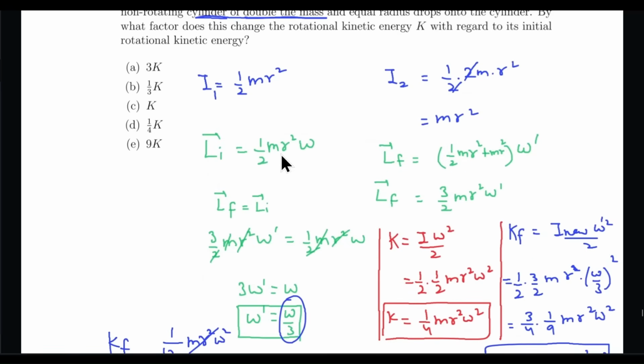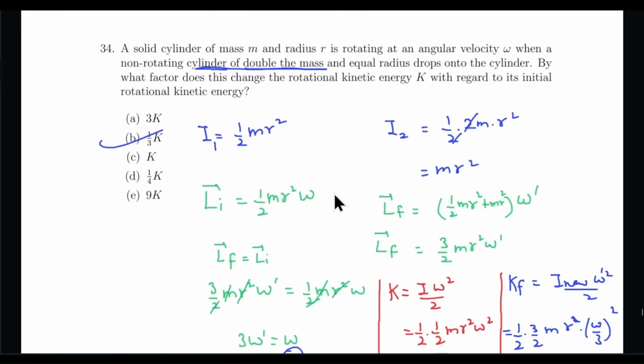So this should be option B. I think B makes perfect sense. It was a pretty good question, right?